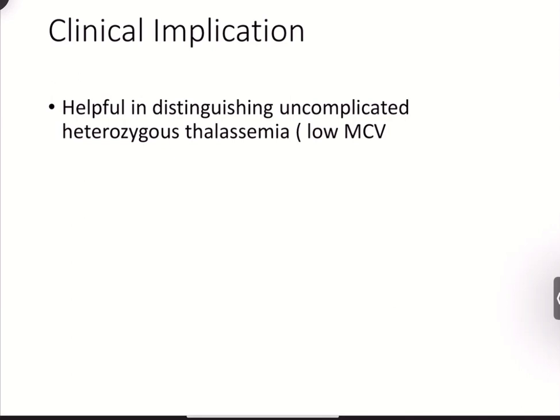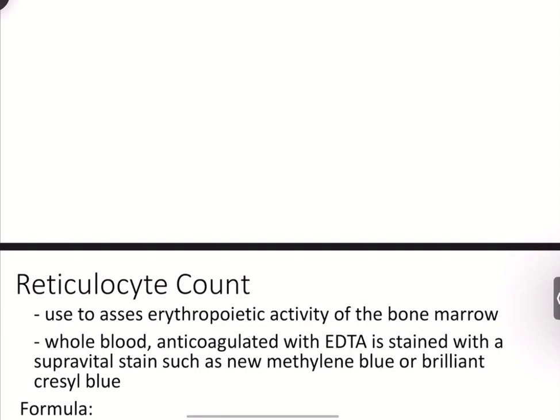Your red blood cell indices are helpful in distinguishing uncomplicated heterozygous thalassemia, especially your MCV. Thalassemias are correlated with defects in certain chains of your hemoglobin. So a low MCV can distinguish your thalassemias.